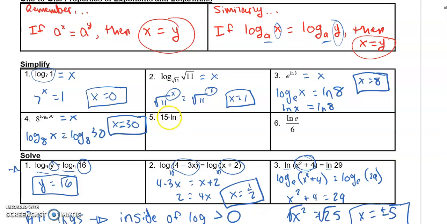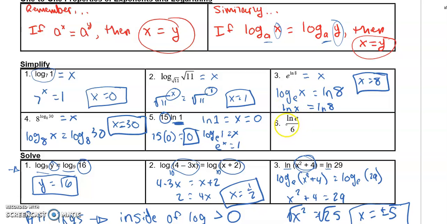5 and 6 are a little bit different. I'm going to tackle this 15 coefficient separately. Let's take natural log of 1, set it equal to my variable. So that's log base e of 1 equals x. e to the x equals 1. I think x, or natural log of 1, would have to equal 0. So this is really 15 times 0, which will get me 0.